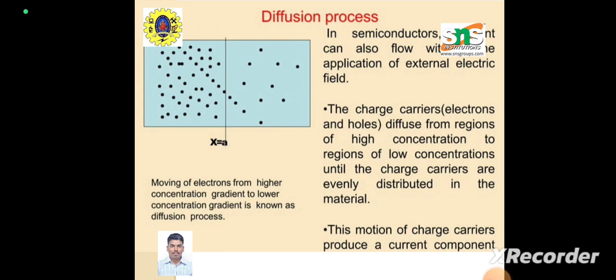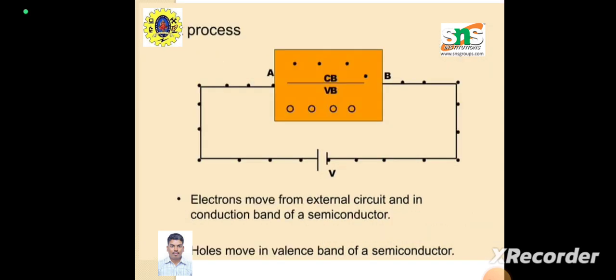So you can see that on one side of a material there are electrons, and on the other side there are few electrons, so electrons can move from one part to another part. So it will be the diffusion process. It will be moving from one area to another area. This motion of the charge carriers produces the current component in the circuits.